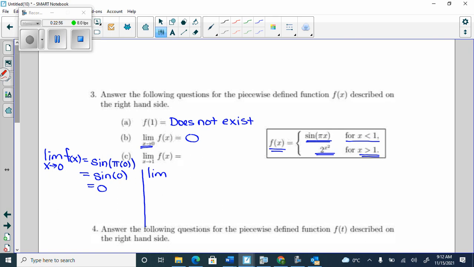So we're going to go the limit as x approaches 1 from the left of f of x. I'm going to plug 1 into the sine equation, because 1 from the left is when x is less than 1. So I'm plugging it into this one. So I'm getting sine of pi times 1. What's sine of pi? 0. So from the left, this graph is approaching 0.